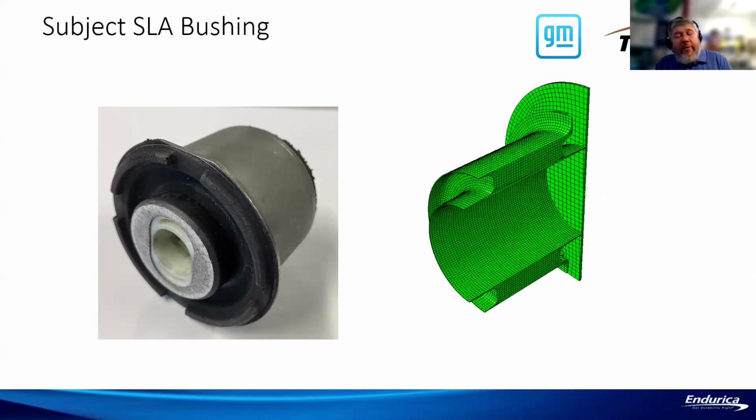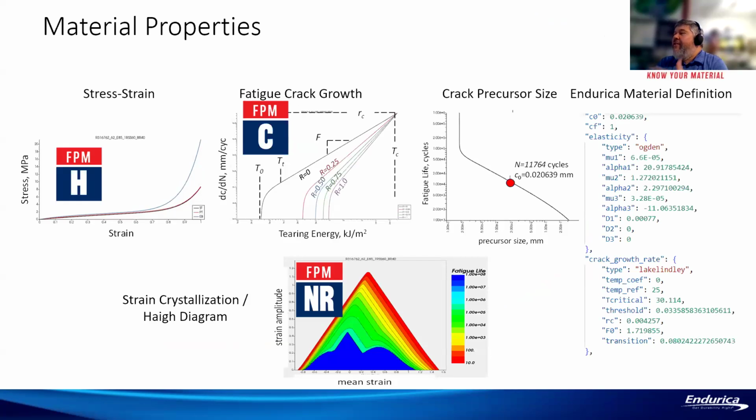I want to show another bushing example. In some ways, this will be similar to some of the things we've already seen, but this is basically a complete validation study that was done by GM and Tenneco for this particular SLA bushing. So there's a picture of the mesh, there's a picture of the part. These are the material properties.